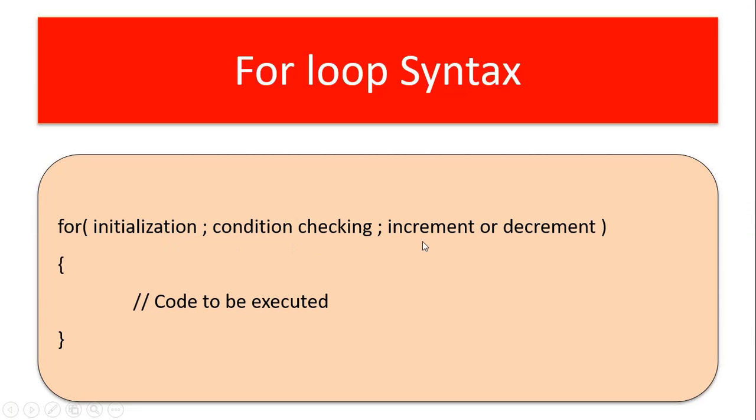So this is the line we need to implement in that for loop. This is the syntax of a for loop: the for keyword, initialization, condition checking, increment or decrement, and the code to be executed. This is the syntax, but the order of execution of a for loop is different.